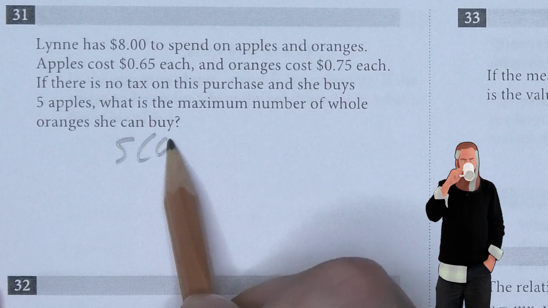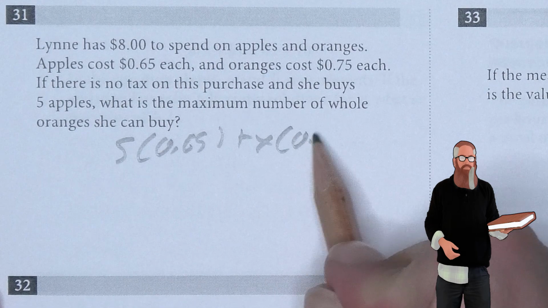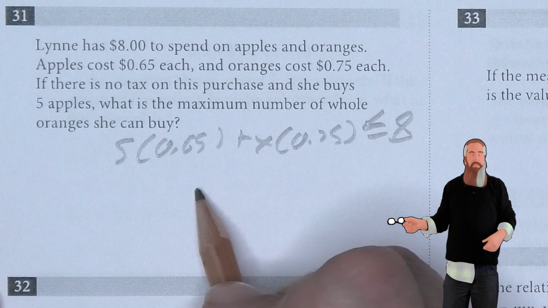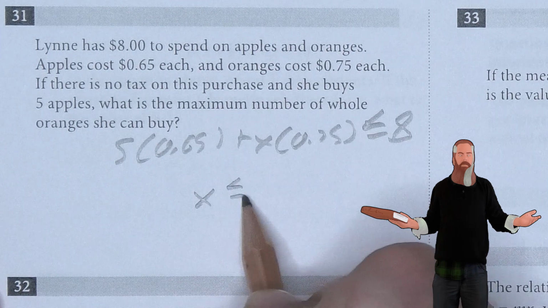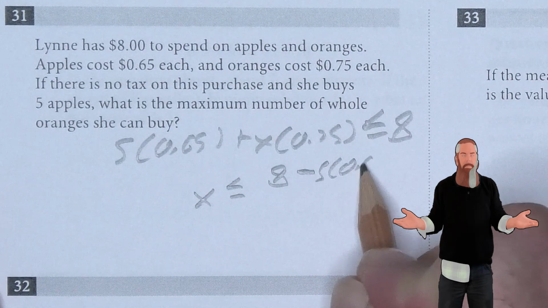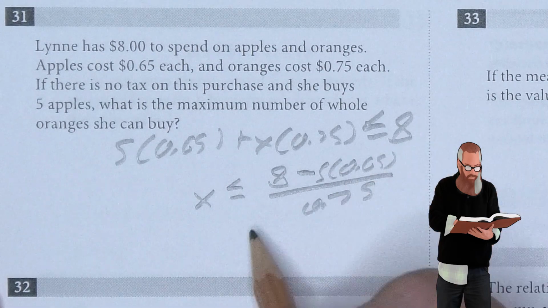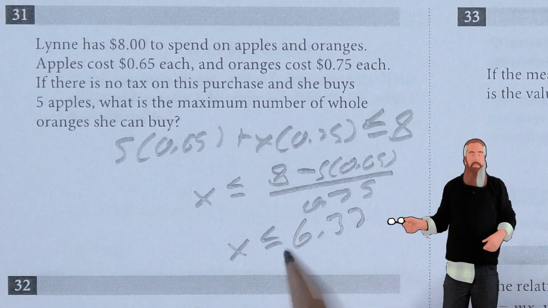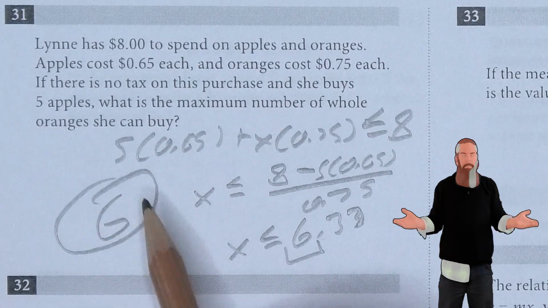So 5 times 65 cents plus some unknown amount of oranges at 75 cents, and this has to be less than or equal to $8. This means that I'm looking at x is going to be less than or equal to 8 minus 5 times 0.65 divided by 0.75, which means that x has to be less than or equal to 6.33, but we need whole oranges. We can't buy 0.33 of an orange. This means that 6 is our answer.